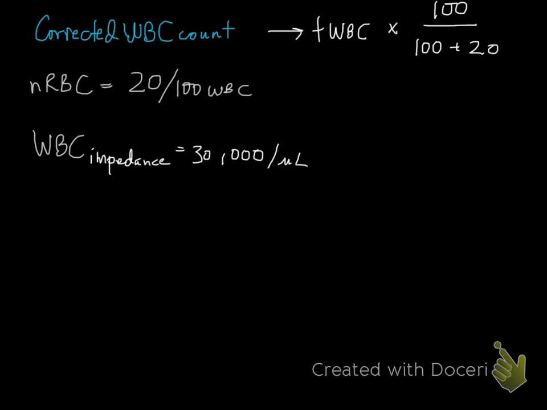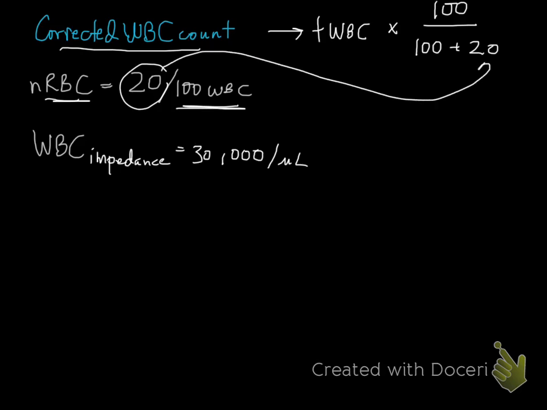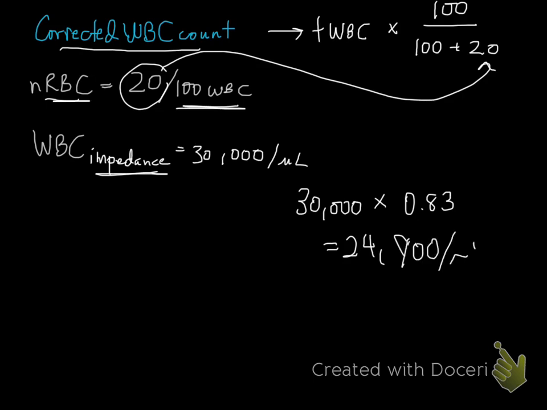So how you do a corrected white blood cell count is you count your nucleated red blood cells per your 100 white cells, and you take that number and you put it into this equation here. So that's your leukocyte fraction. And then you take your total white cell count and multiply it by that. So if our white cell count by impedance, meaning that the analyzer couldn't tell the difference, was 30,000, times 0.83, that would equal 24,900 per microliter. And that would be your actual corrected white blood cell count.